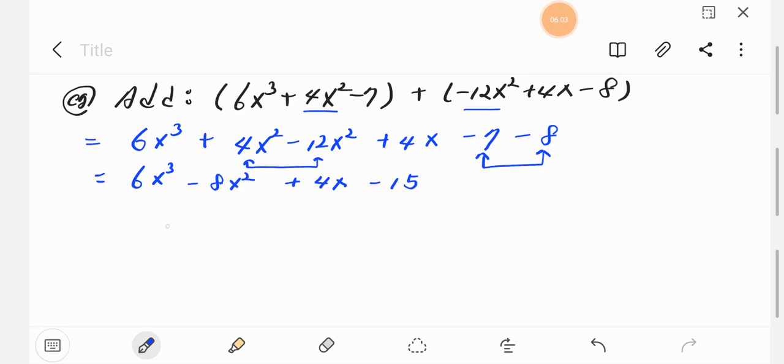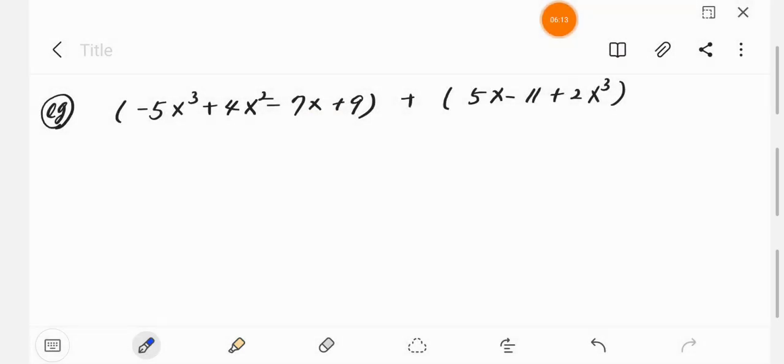Did we write the polynomial in descending order by the exponent? Yes, 3, 2, 1, constant. So this is correct. Okay, let's add these two polynomials.